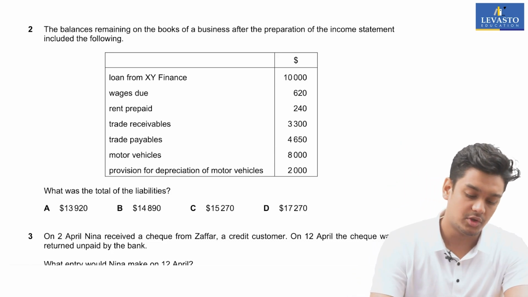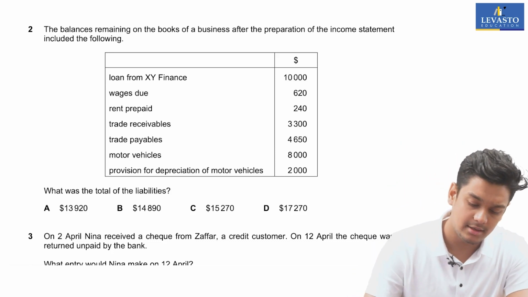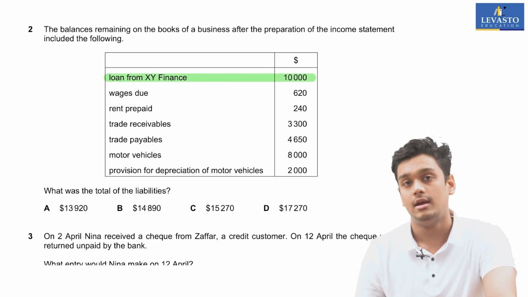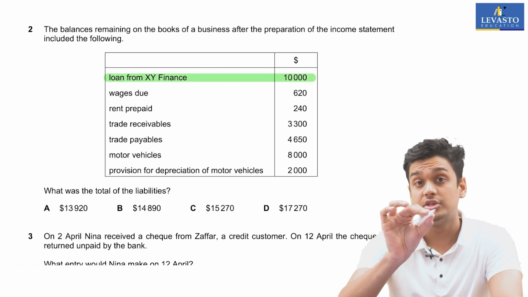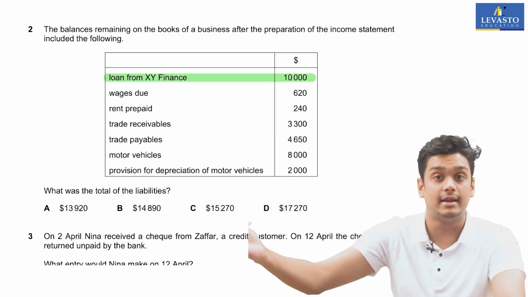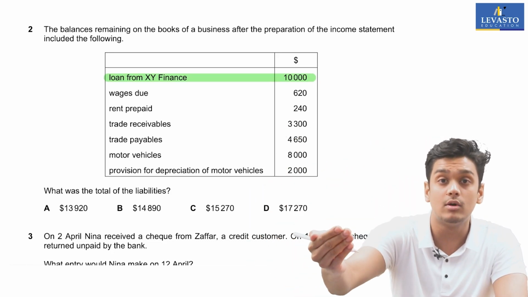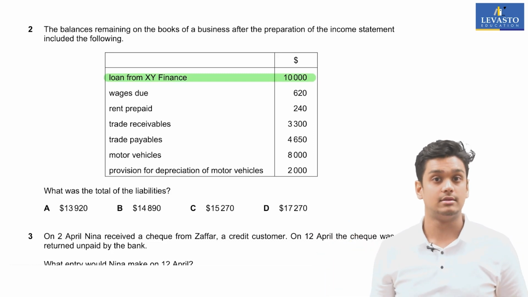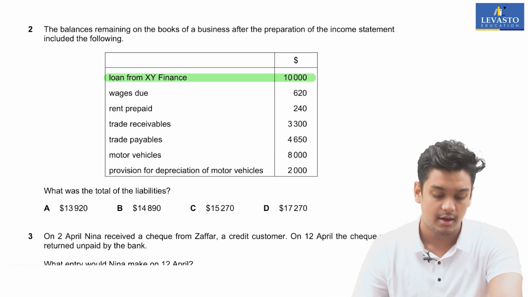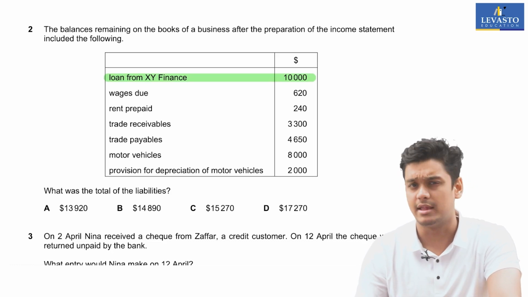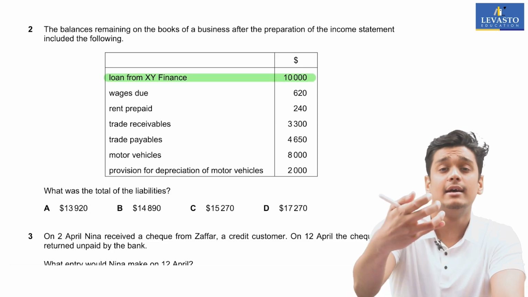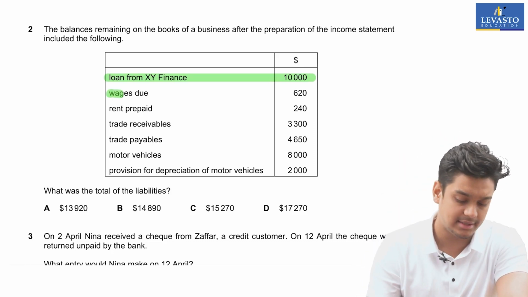So let me just highlight the liabilities. Loan from XY Finance. Now, just to inform you, some questions are a bit tricky. They will say loan to XY Finance. If you are giving a loan, that's an asset for the business. If you are taking a loan, that's a liability for the business. Wages due, in other words, accrued wages. You are liable to pay salaries. That's a liability.